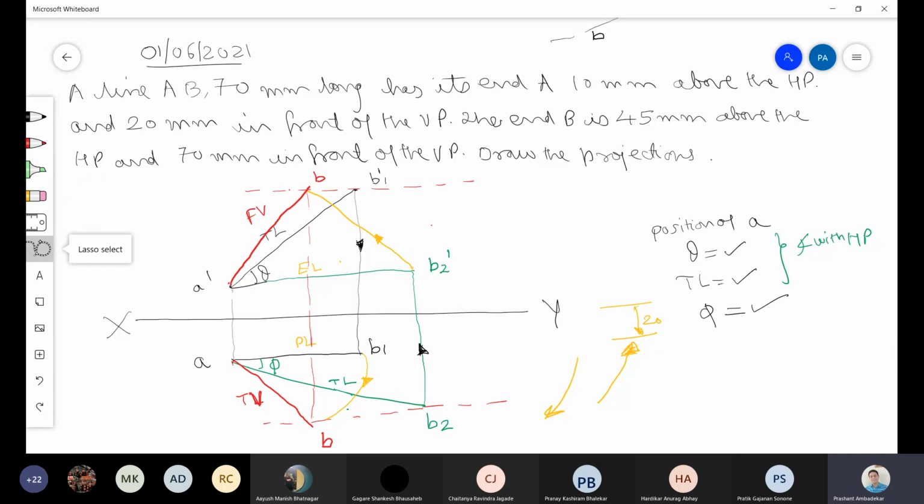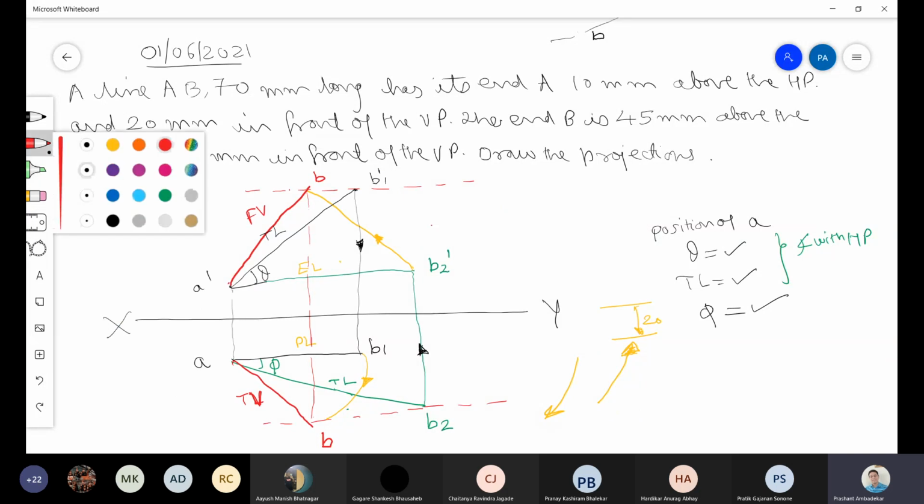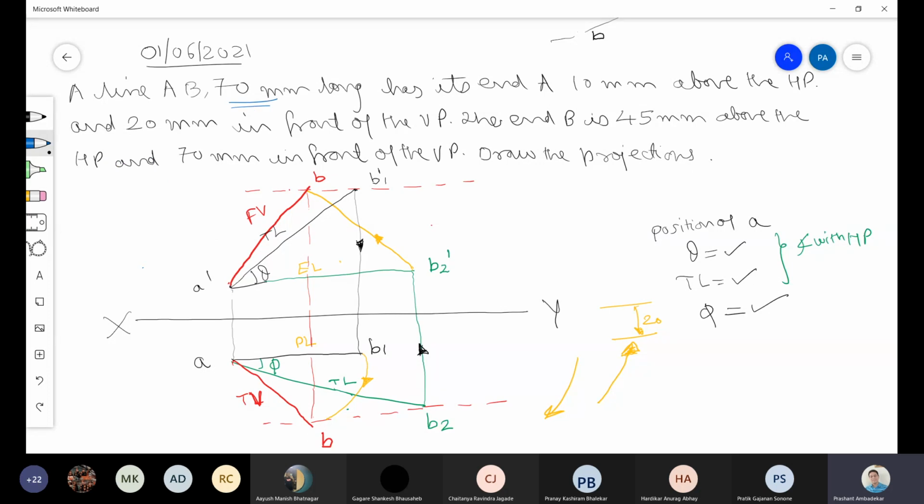Yes, sir. Okay, so I think some of you have already solved the given question. So let me go to this given question. Let me explain here itself. Already it is drawn, so it's good. A line AB 70 mm long. Let me erase this. Those who want can draw it. I am explaining to all those who have not understood. Line AB is 70 mm long, so the true length is equal to 70 mm.